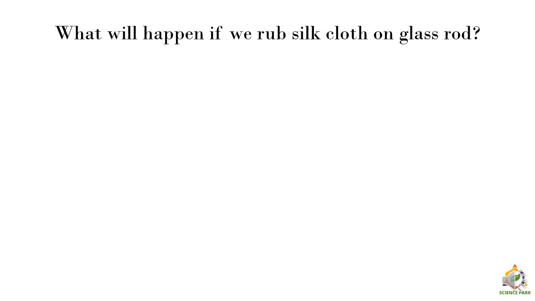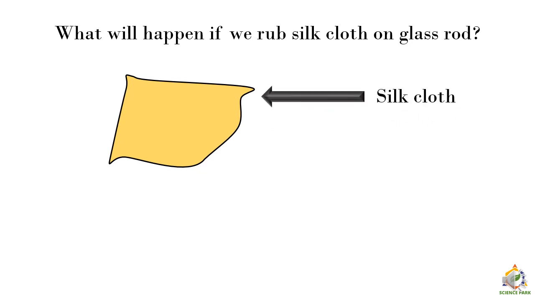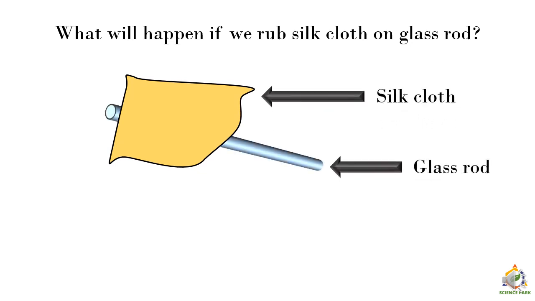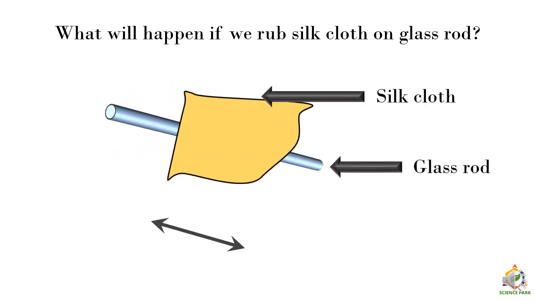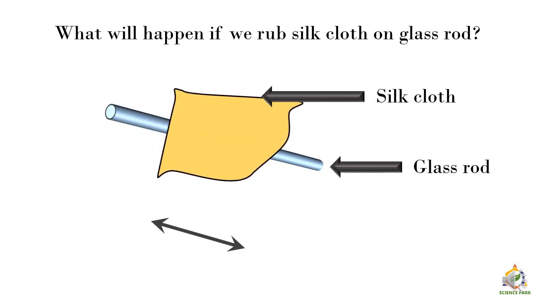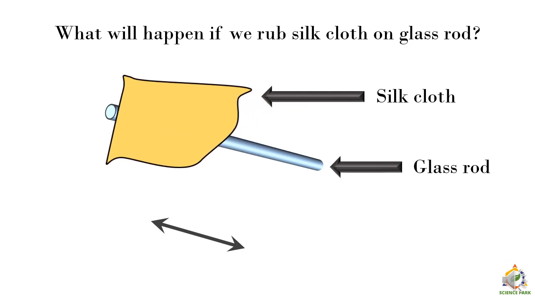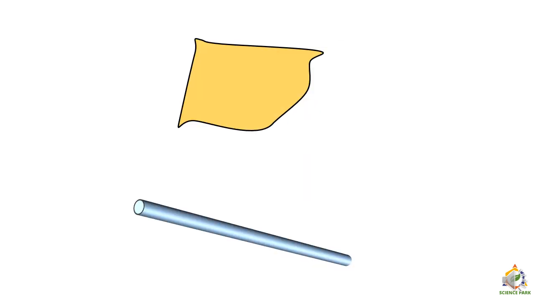Right. So you may have known this experiment. What will happen if we rub a silk cloth on a glass rod? Yes friends. So here we have a silk cloth and a glass rod, and now if we rub them against each other, what do you think will happen? Yes, so this is just a revision, right?